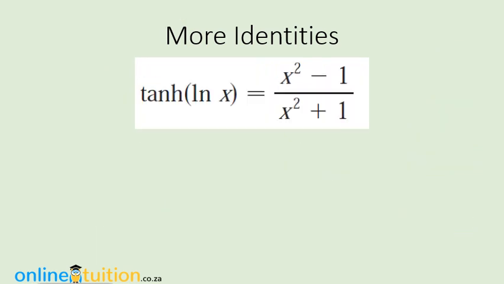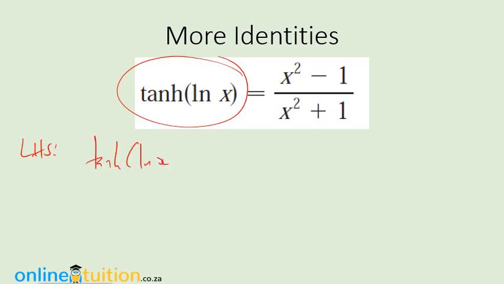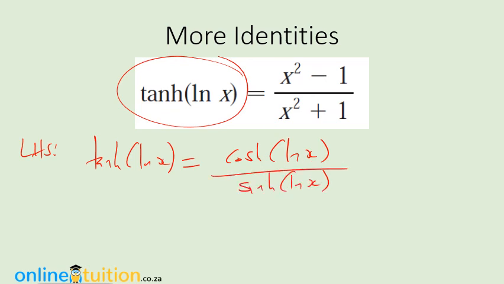All right, so remind you, this one I also had in the last lecture. Prove that tangent of ln of x is x squared minus 1 over x squared plus 1. Hint, work with the left-hand side. Left-hand side is tangent of ln x. But what is tangent? Tangent of ln x would be sine of ln x all over cos of ln x. Simplify and make sure you do this.